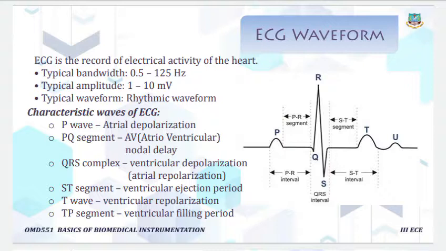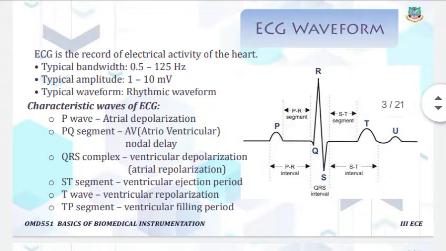The P wave is the atrial depolarization. That is the depolarization of the atrial portion. Next one, the PQ segment. The PQ segment is the atrioventricular nodal delay.